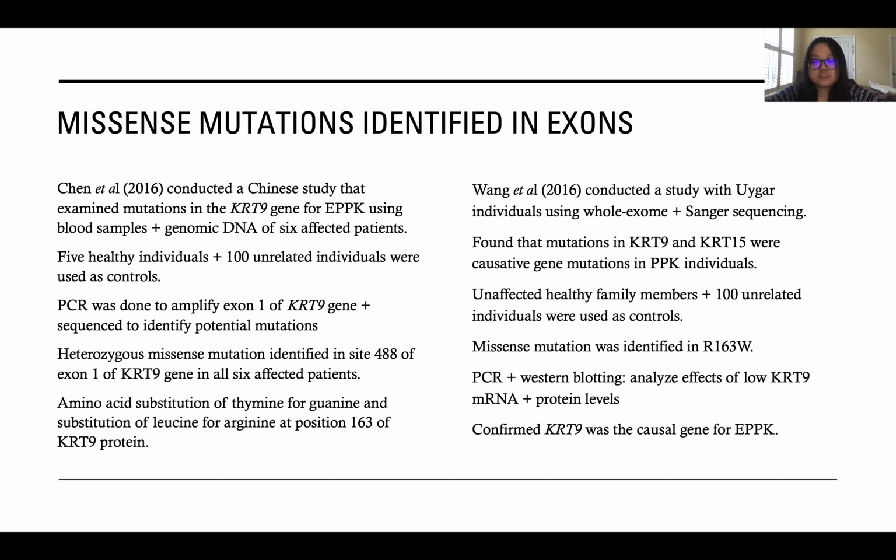They found that a substitution of the amino acid thymine for guanine, and leucine for arginine, occurred at position 163. Wang also conducted a study using whole exome and Sanger sequencing, and they found that mutations in keratin 9 and keratin 15 were causative gene mutations for PPK, along with a missense mutation at position 163 for arginine. Western blotting and PCR were performed to analyze the effects of low mRNA and protein levels of keratin 9, and these studies confirmed that mutations were only seen in the affected PPK individuals, and that healthy individuals, whether family member related or unrelated, did not exhibit these mutations at the amino acid locations identified.